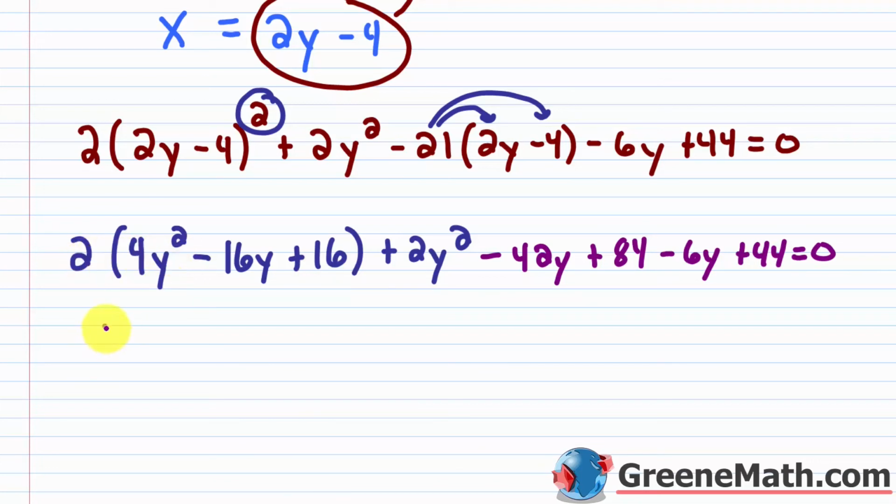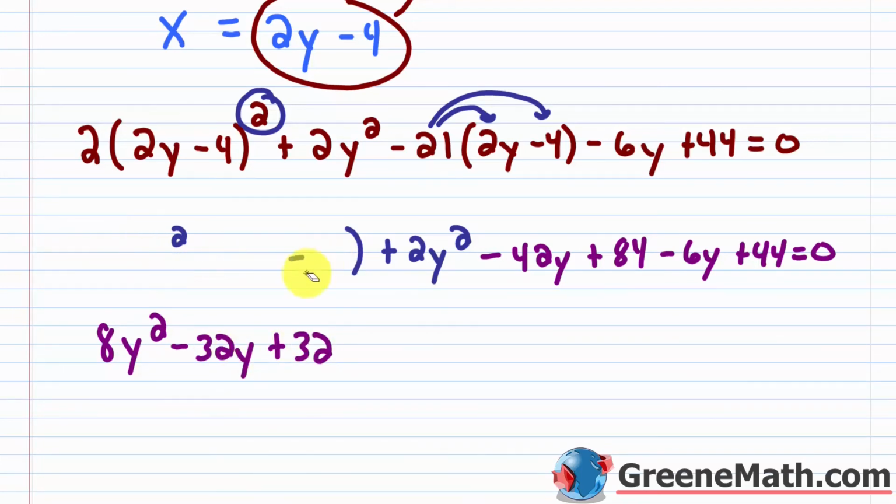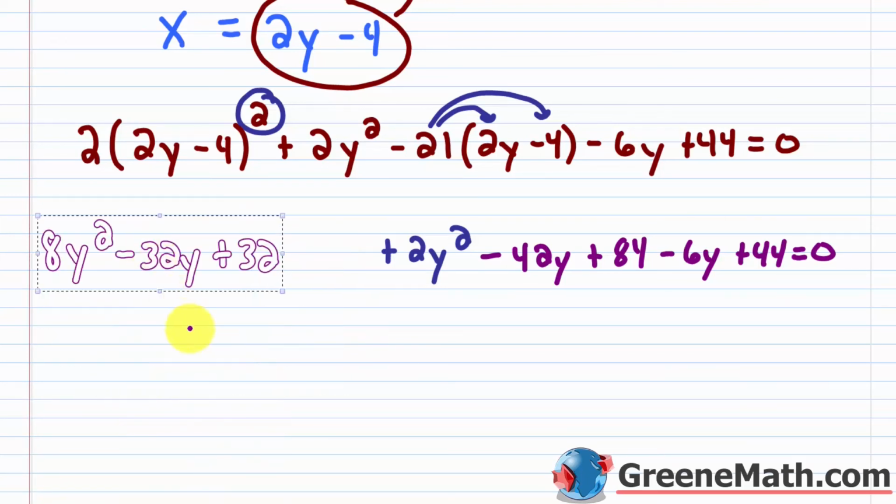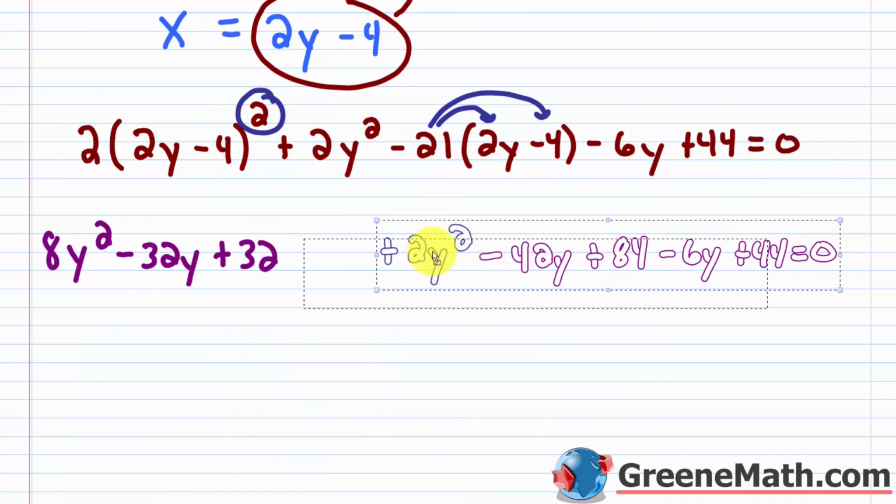2 times 4y squared would be 8y squared. 2 times negative 16y would be minus 32y. And then 2 times 16 would be plus 32. So let me just erase this, and I'll just kind of drag this up. And I'll just slide this down a bit so we have more room to work.